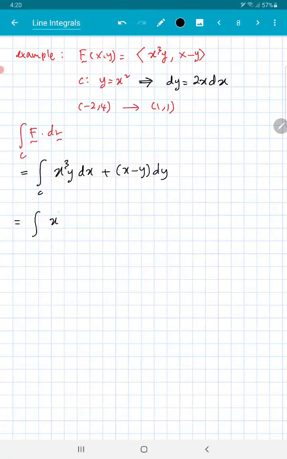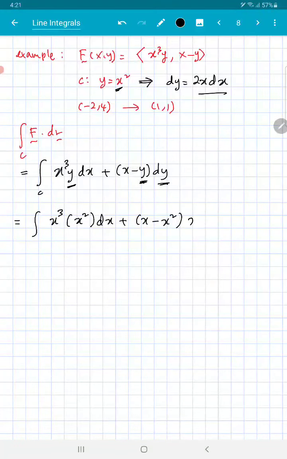Okay, let's change all the y's into x. So here we have x cubed remain as x cubed, but this y here must be replaced by x squared. Dx is still dx, and then here we have x minus y, so this y here must be replaced by x squared, and dy here will be replaced by 2x dx.